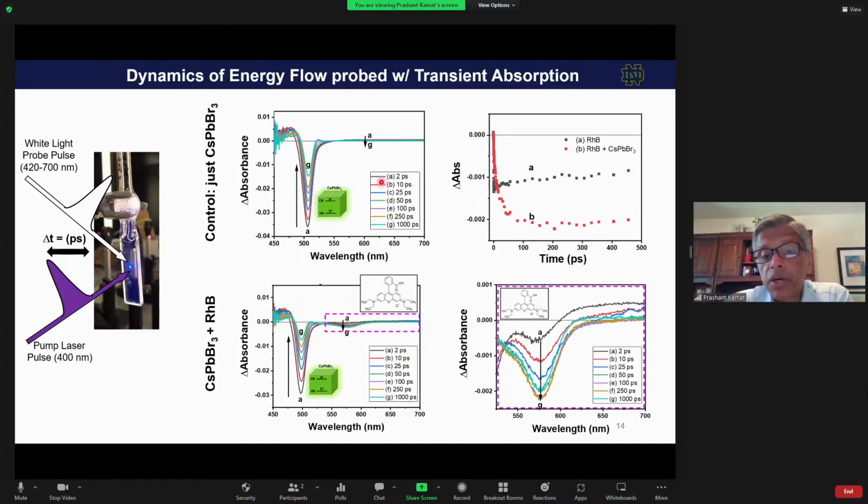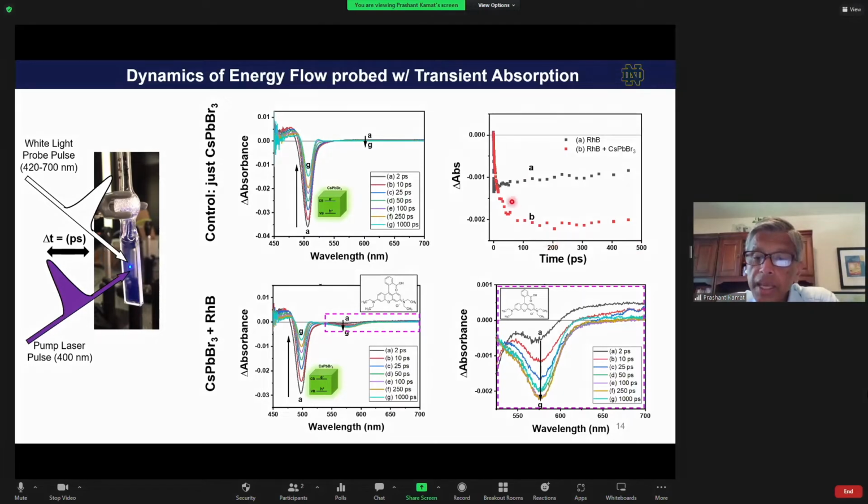If you look at the rhodamine peak, which is down here, you see a very small bleach that comes in. And if you have only rhodamine, you see a bleach, and this is long-lived. So within 500 picoseconds, there is very little decay because it has a longer lifetime of a few nanoseconds.